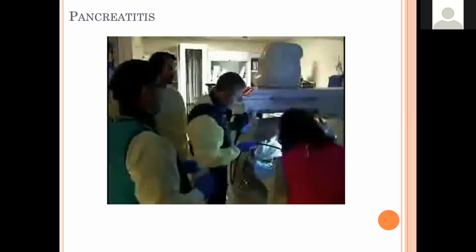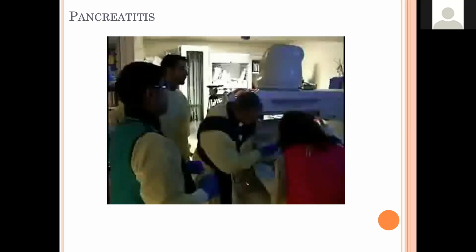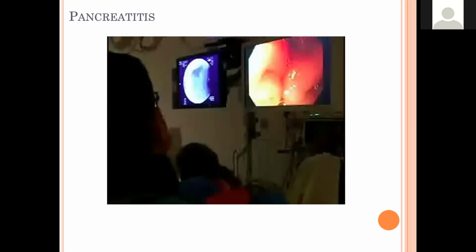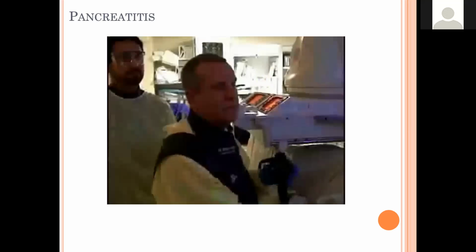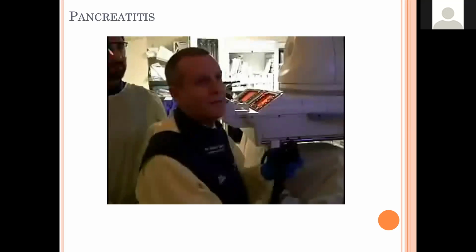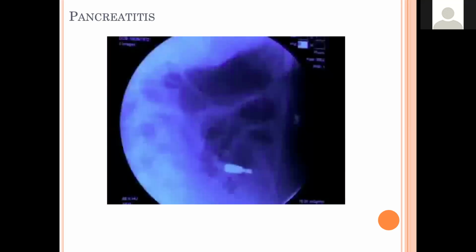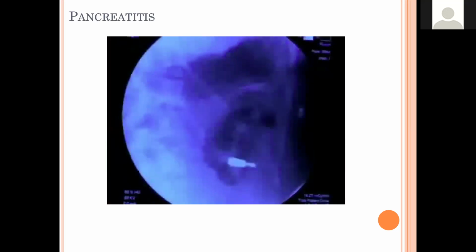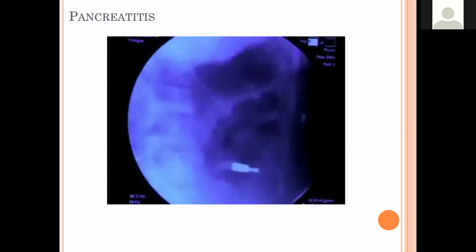Here at Beth Israel Deaconess, we do this test called the secretin pancreatic function test. So if your CAT scan and MRIs have been normal, we do this other test. It's a relatively simple upper endoscopy procedure. We can rule in or rule out the diagnosis of chronic pancreatitis.